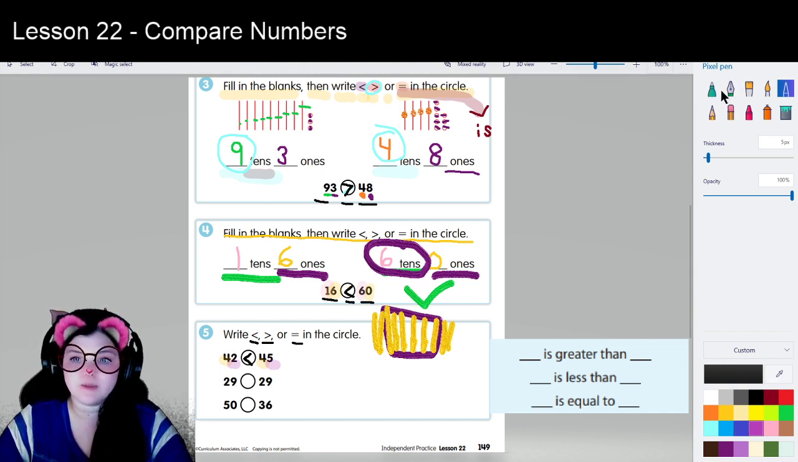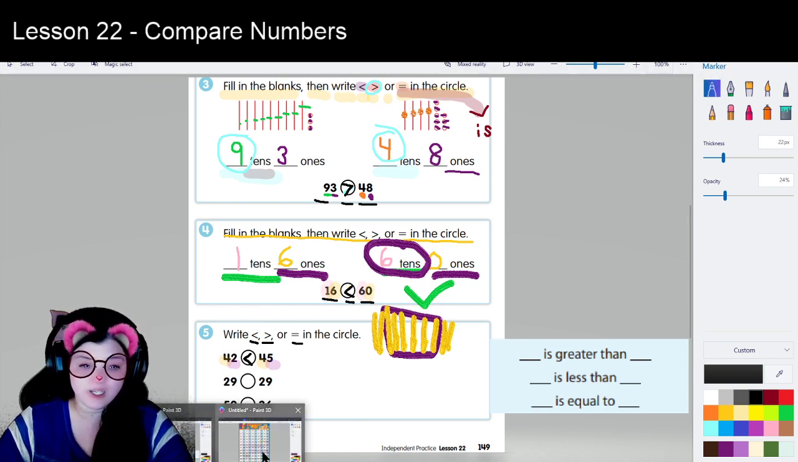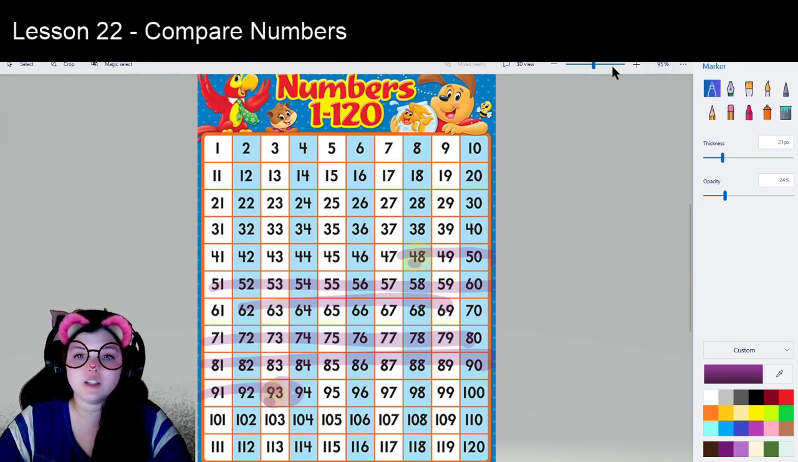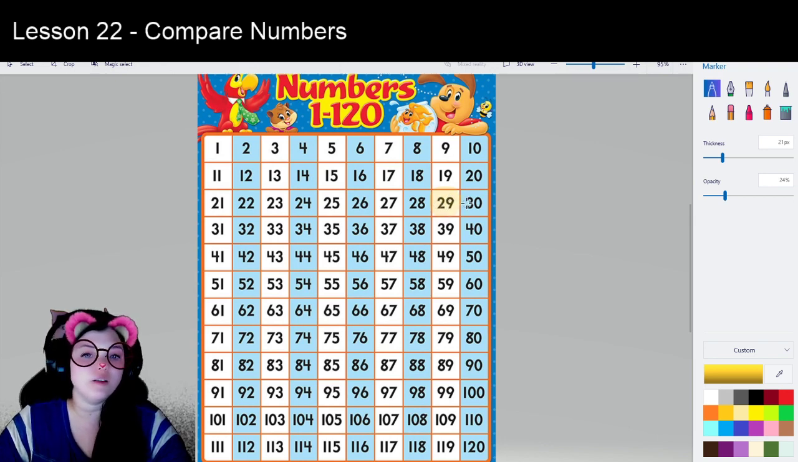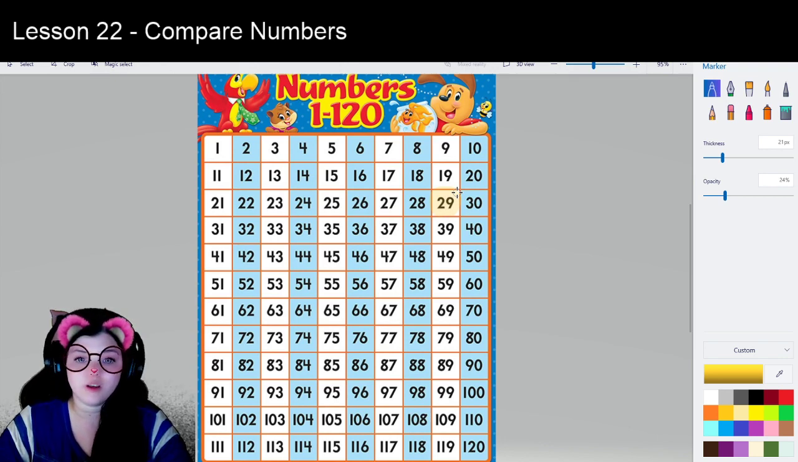Now let's look at the next one. It says 29 and 29. When you look at 29 on your 120s chart, you have 29 here. Is 29 greater than 29? Is 29 less than 29? Or is 29 the same as 29? Do you see any other 29s on here?